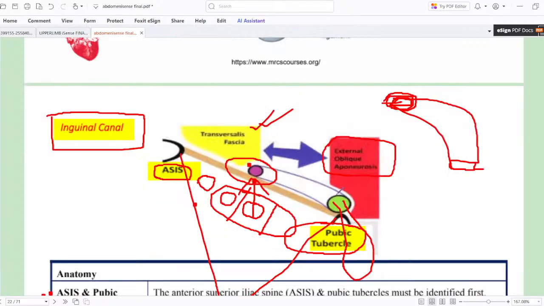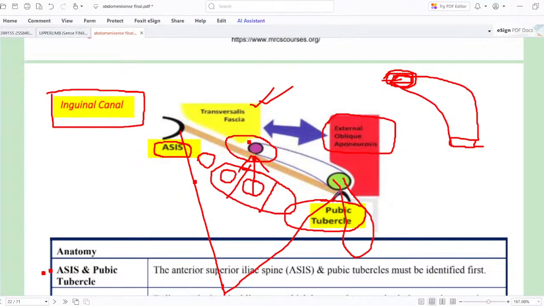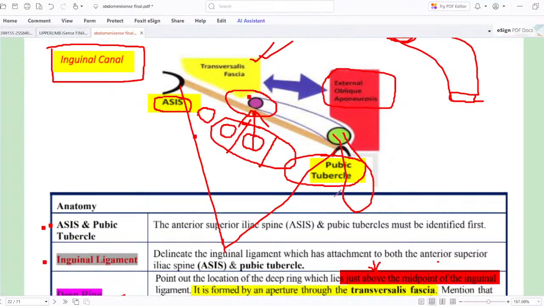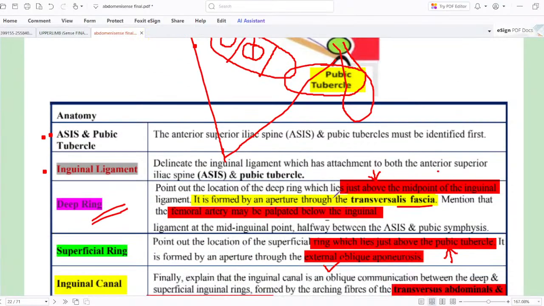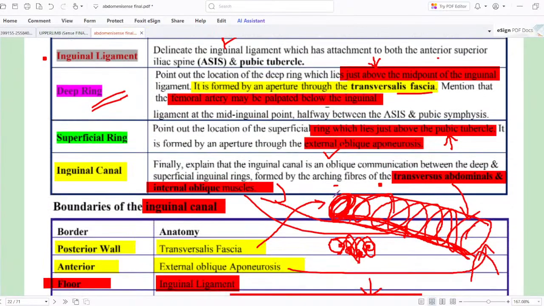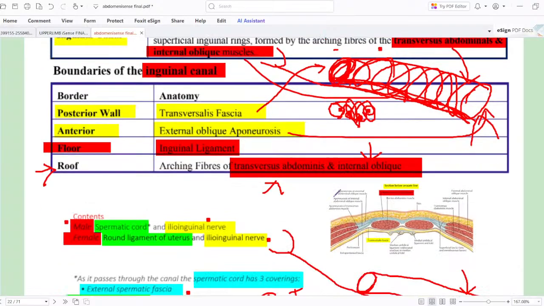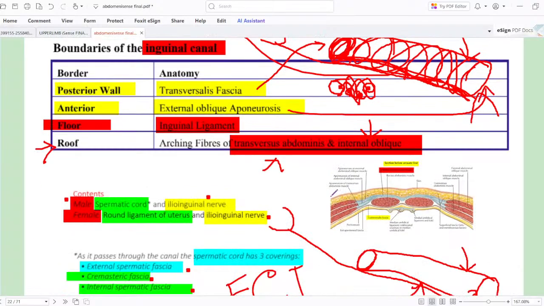Now this is my favorite topic: inguinal canal. If you remember the previous picture of the anterior abdominal wall, then this is very easy. I took this picture again. External oblique, internal oblique, transversus abdominis. These three were the muscles there, remember?